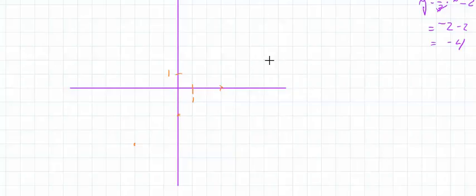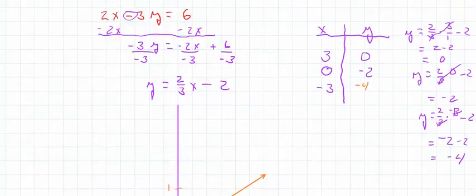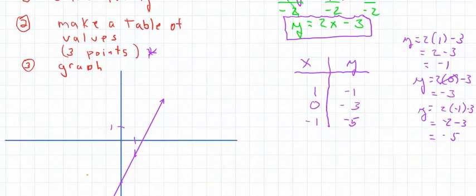And I want to hit all 3 of my points. It looks like that. Notice that I have extended my line and I have arrows. And I have my scale. That's it. That's a simple way to graph. It's not the only way, but it's a simple way.